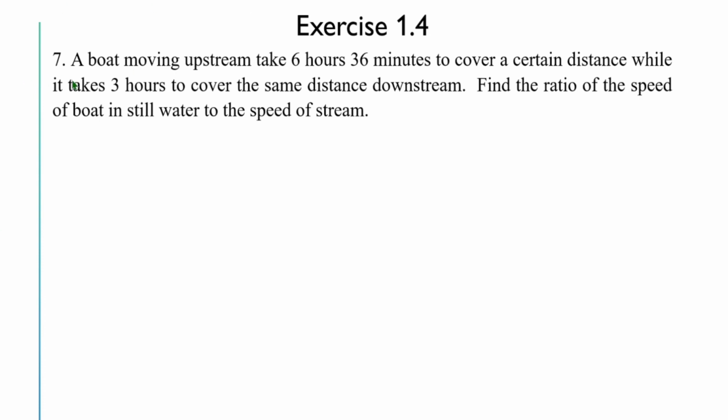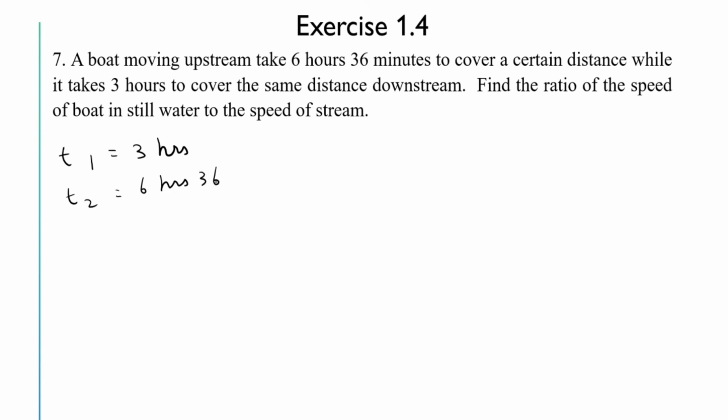Next question. A boat moving upstream takes 6 hours 36 minutes to cover a certain distance, while it takes 3 hours to cover the same distance downstream. Find the ratio of the speed of the boat in still water to the speed of the stream. So this is a direct question. We are given T1 and T2. Now we have to find x by y. The time taken downstream is T1 is equal to 3 hours, and the time taken upstream is 6 hours 36 minutes.